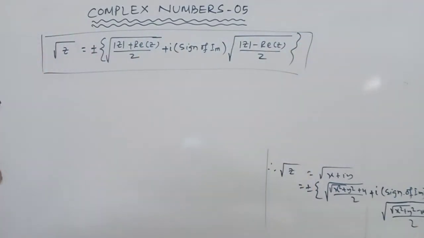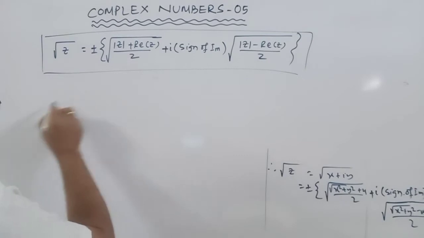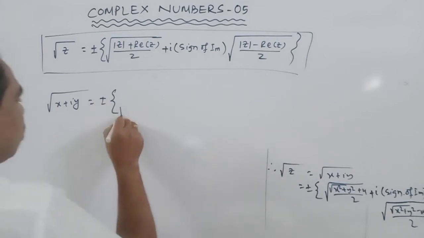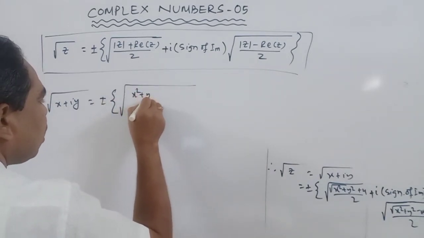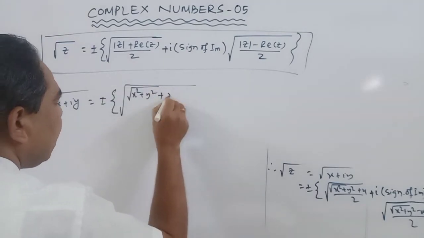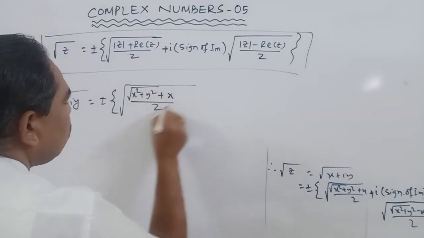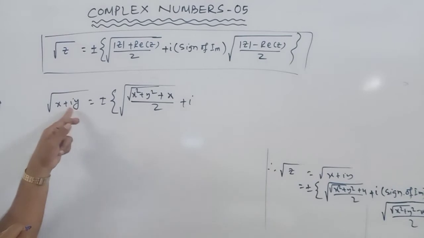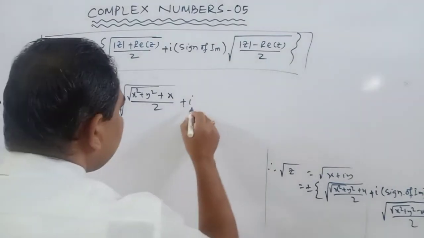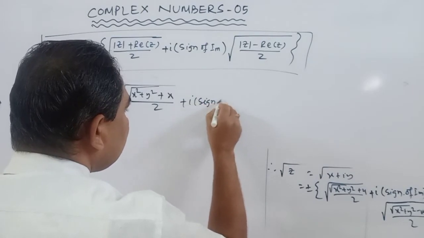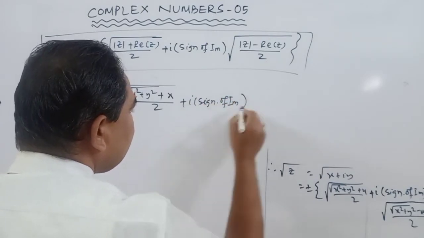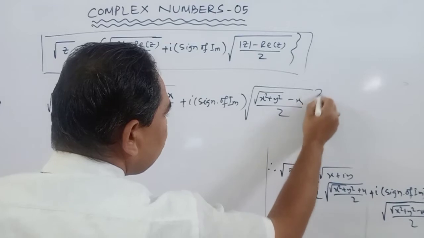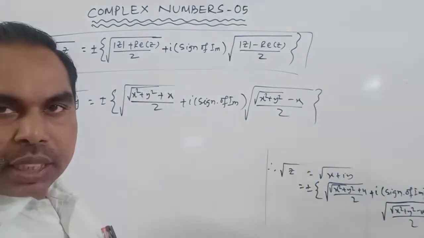Or the square root of x plus iy is equal to plus or minus square root of (root of x square plus y square plus x) divided by 2, plus i into the sign of the imaginary part, that is the sign of y, into square root of (root of x square plus y square minus x) divided by 2. Okay, so this is the answer.